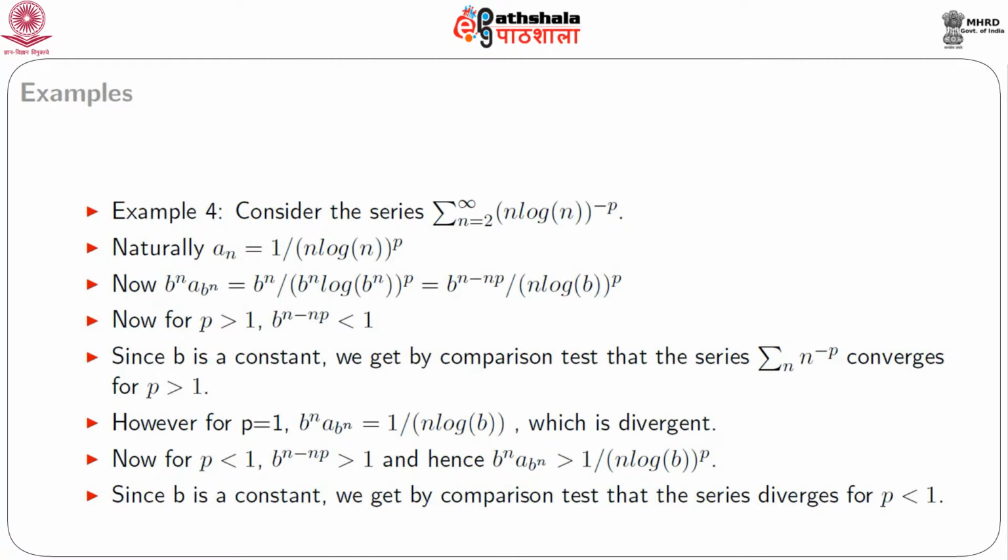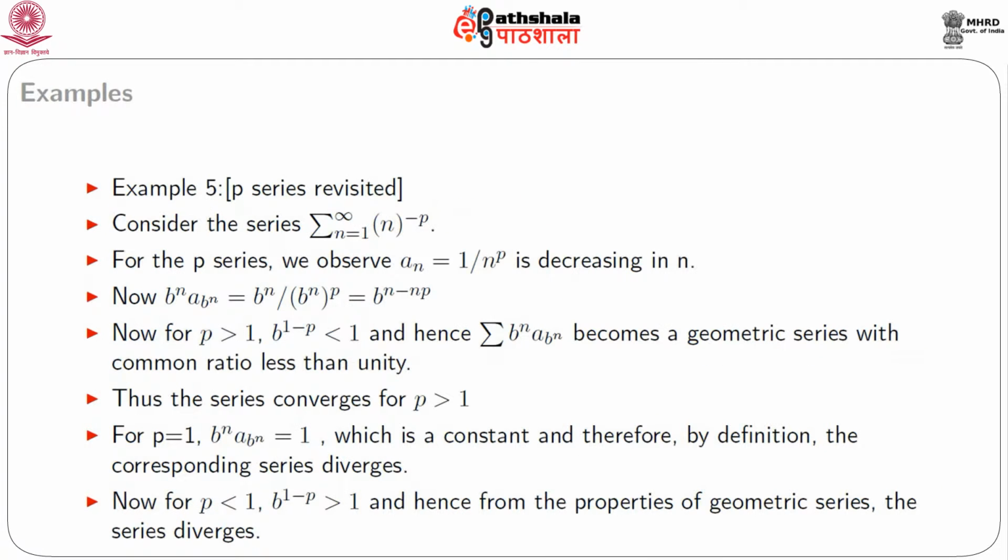However, for p equal to 1, b^n a(b^n) comes out as 1 by n log b, which is divergent. Then for p less than 1, we get b^(n - np) is greater than 1, and hence b^n a(b^n) exceeds 1 by (n log b)^p. Since b is a constant, we get by comparison test that the series diverges for p less than 1. In our next example, we revisit the convergence of p series.